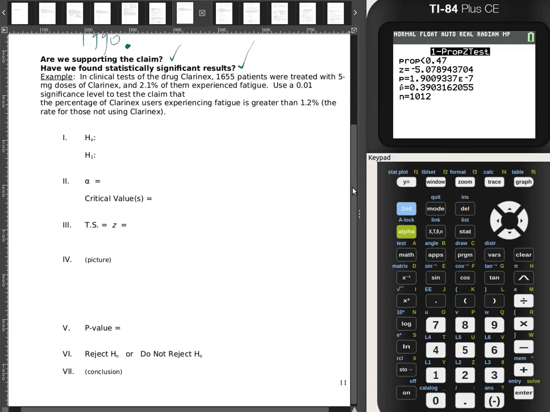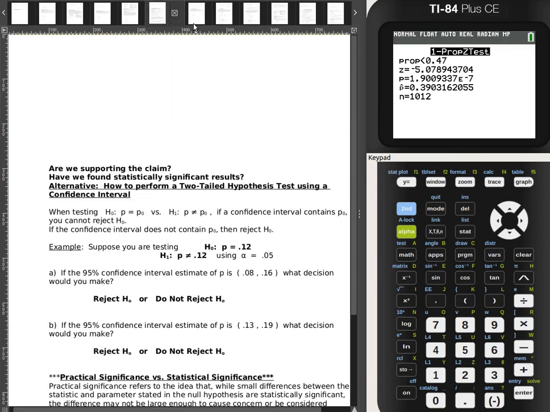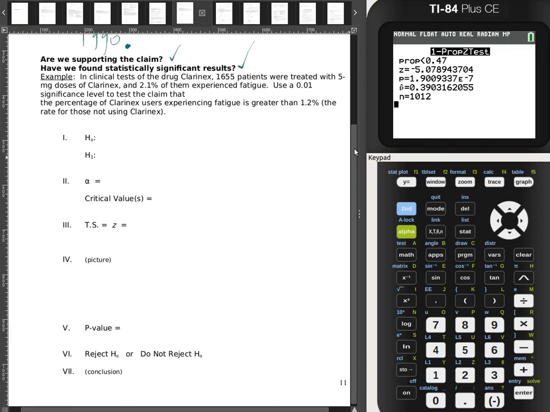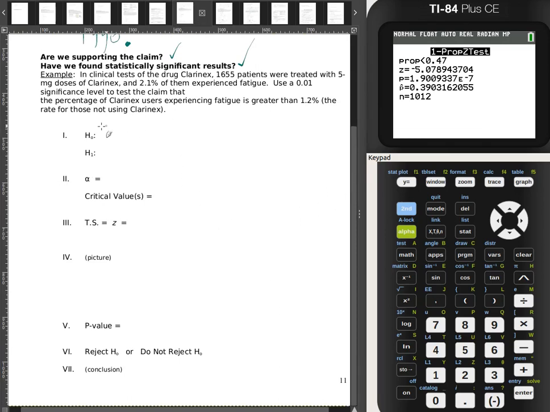Now, there is really only one more example, so I think that we have time to do it. It says, in clinical tests of the drug Clarinex, sounds like it's maybe for allergies or something. It sounds like it's a spin-off of Claritin. It's the Chinese version. It says 1,655 patients were treated with 5 milligram doses of Clarinex, and 2.1% of them experienced fatigue.